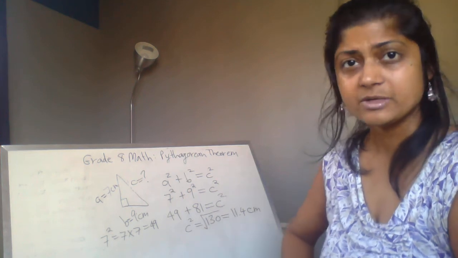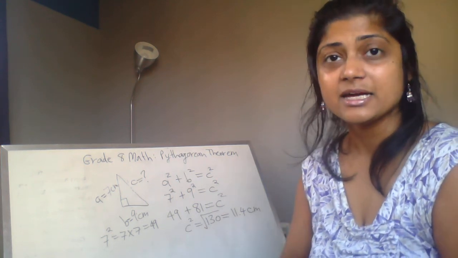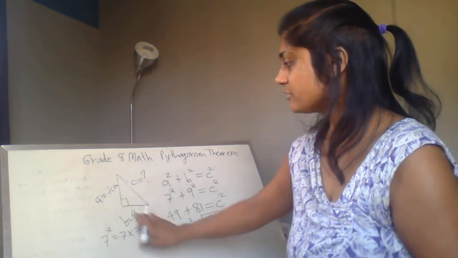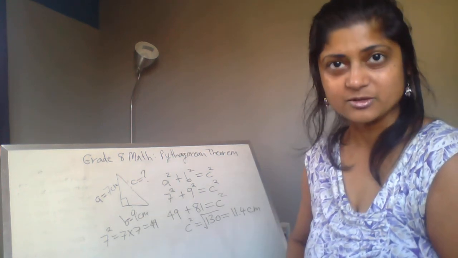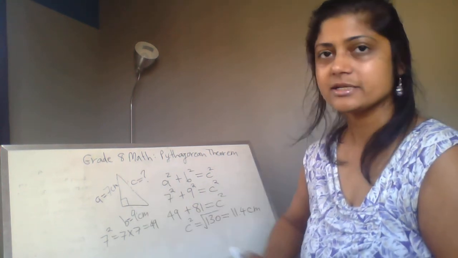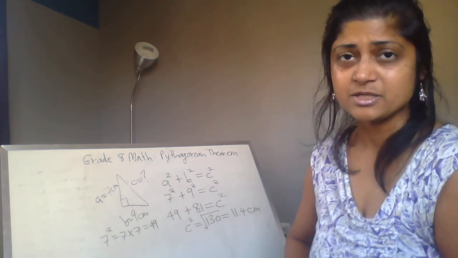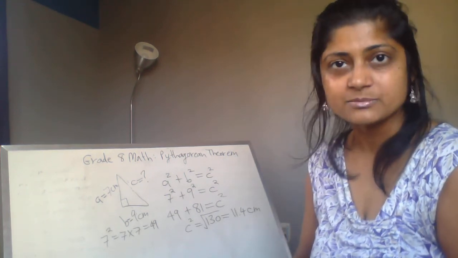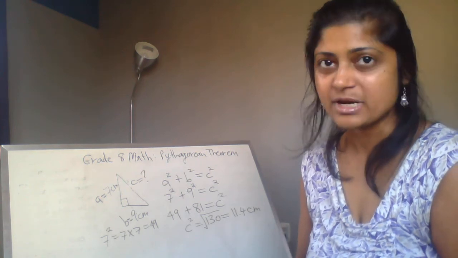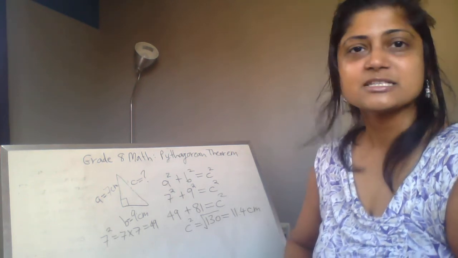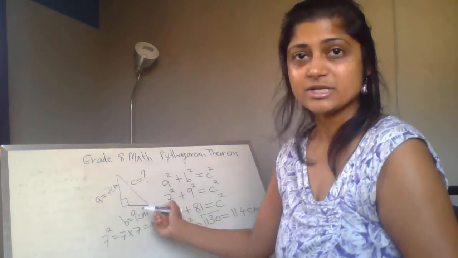You see how it's 11.4 centimeters? I have to make sure it's actually greater than each of these sides of the triangle, which it is. Side A is only 7 centimeters. Side B is only 9 centimeters, and 11 is greater than both of them, so I know that my answer is correct.